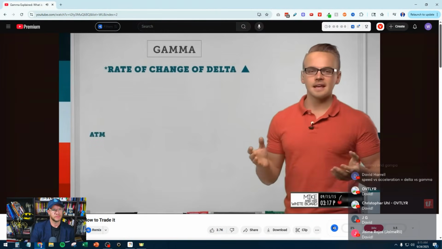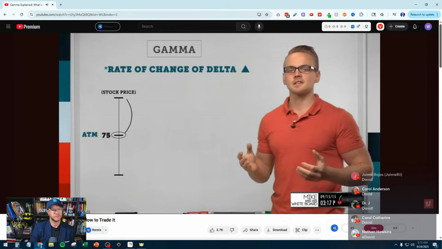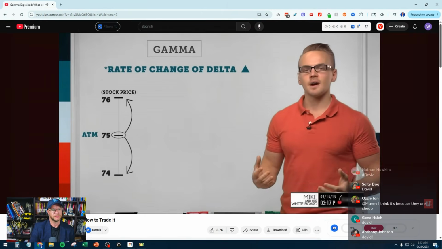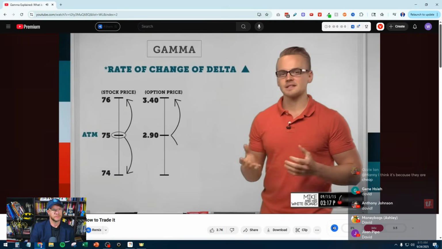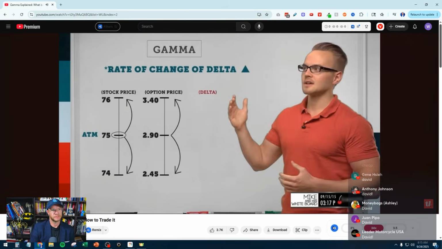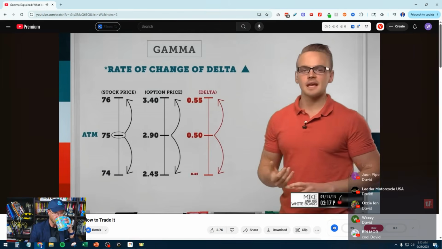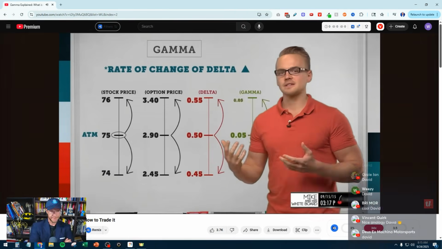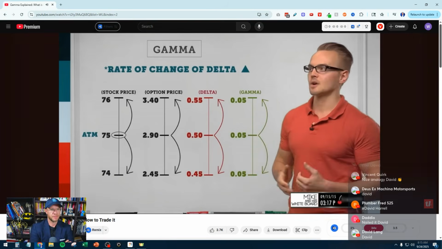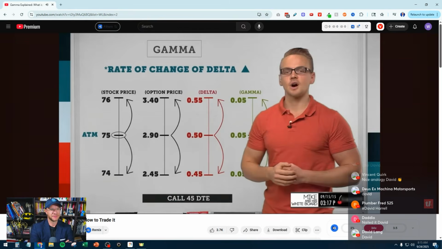So again, gamma is the rate of change of delta. What we're going to do here is take a look at an example of a trade. We've got a $75 stock price that's at the money. We're going to look at an increase and a decrease and see what happens to the option price, the gamma, and the stock price, and how all these things kind of come together. Right now we're looking at a 45-day-to-expiration call.